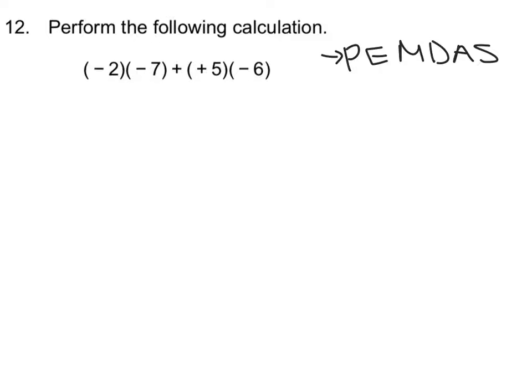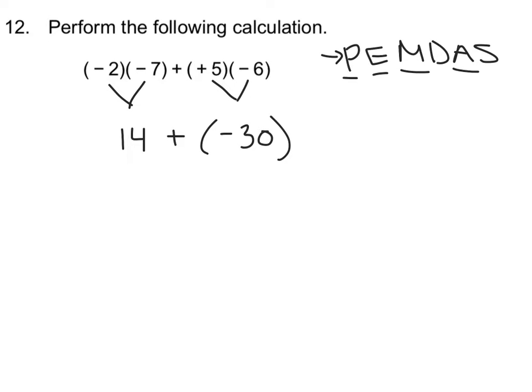So I don't have any parentheses or exponents, so I'm going to perform multiplication. This means that I'll multiply -2 times -7, and that gives me a positive 14. Next, I'll multiply the +5 and the -6. A positive times a negative is a negative, so +5 times -6 is -30.